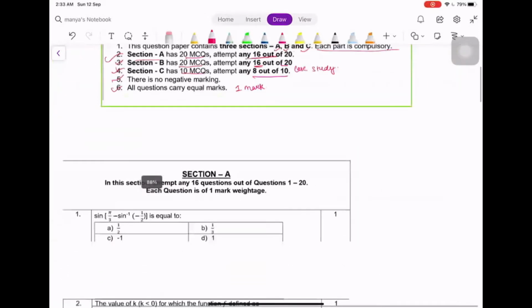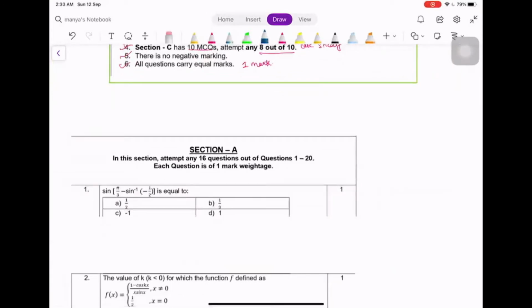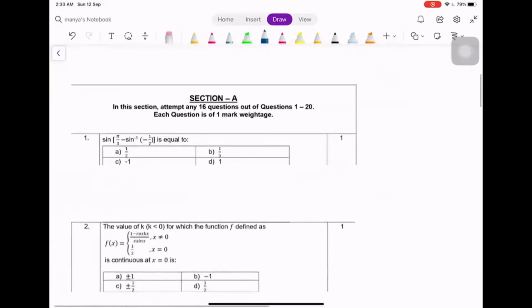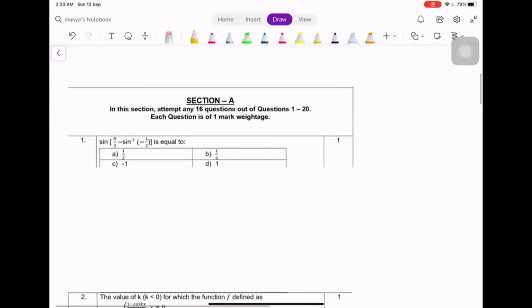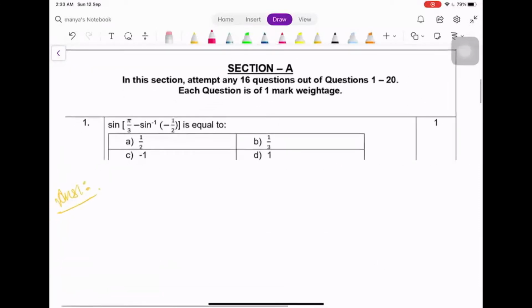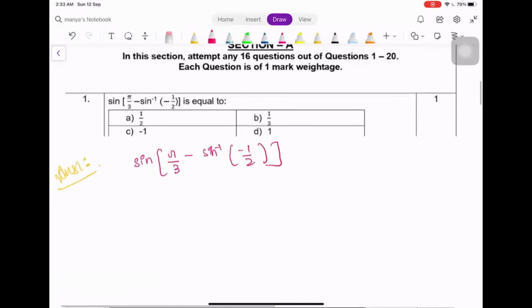So let's start with the first section, that is section A, and the first question, which is on our screen. The first question says, find the value of the expression that is given. Okay. So let's write sine of pi by 3 minus sine inverse of minus half. So this is from inverse trigonometry.